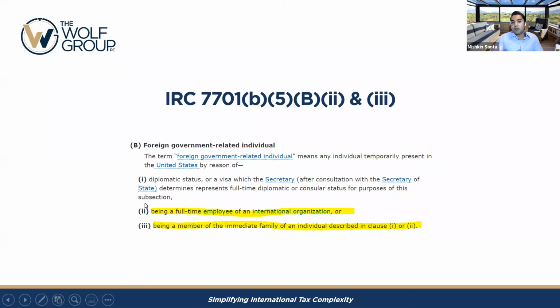And again, here's the code section that refers to the days not counting for full-time employees of international organizations. It's Internal Revenue Code 7701(b).